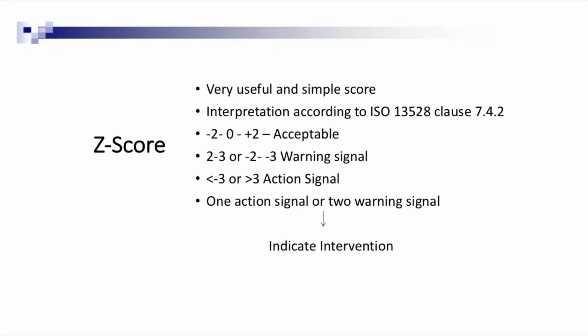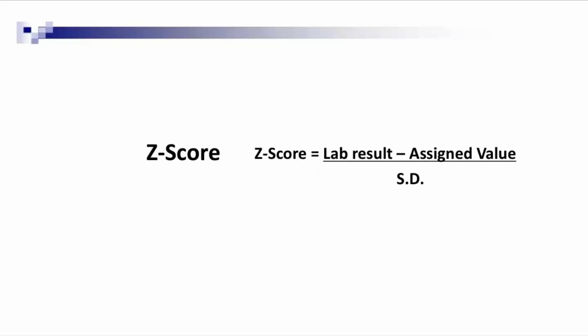Suppose in a laboratory, the result is 95. 95 minus 100 is minus 5, divided by 2, that is minus 2.5. This is a warning signal. You have to be very careful in the next cycle. Or if a laboratory result is 108, 108 minus 100 divided by 2, 8 divided by 2, it is 4. That is an action signal. It indicates intervention. You have to find out why I am getting so much variation as compared to my peer group.